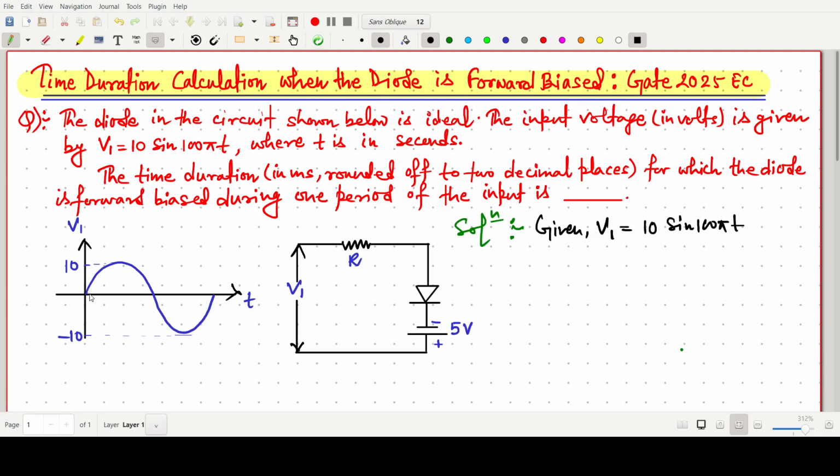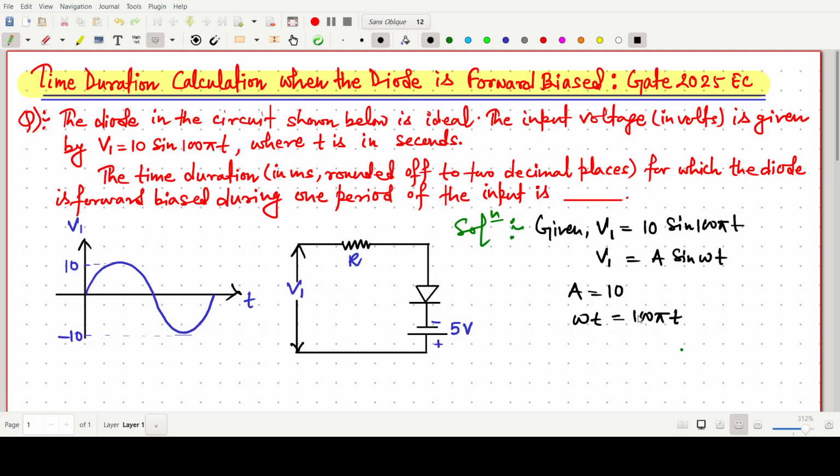So the corresponding graph, I have already made a sinusoidal waveform with the peak amplitude 10 and minus 10. This one is V1 and this one is t. So we can write V1 equals A sine omega t, where the amplitude of the input signal is 10, and the angular frequency omega t is simply 100 pi t. Through this you can find the time period as well as the frequency.